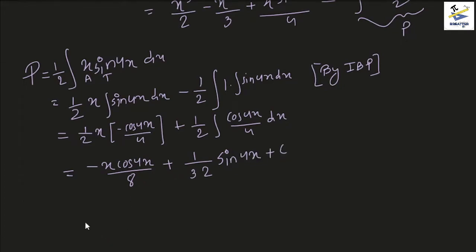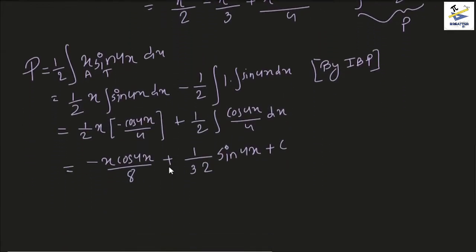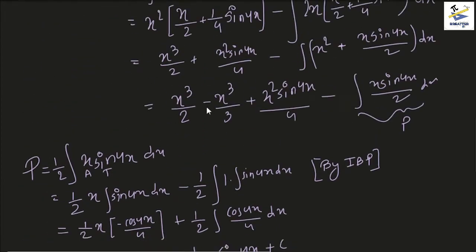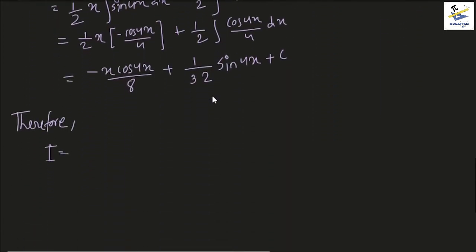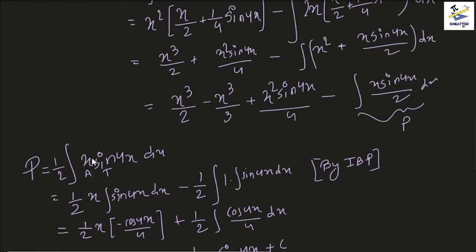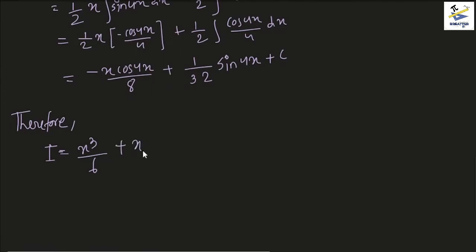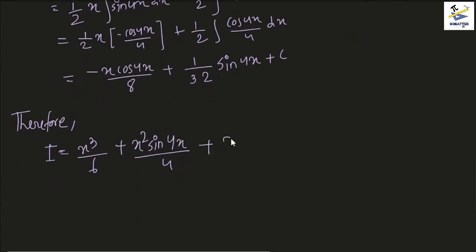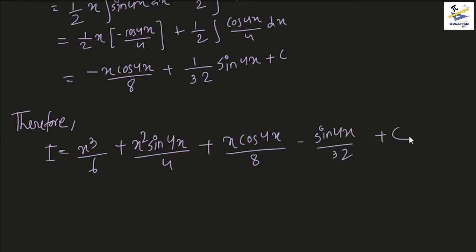So this is the answer to the value of P, and therefore if you put it back, the answer would be: I would be equal to x cubed by 2 minus x cubed by 3, which is just x cubed by 6, plus we have x square sine 4x by 4, and we had a minus P, so rather what we will have is this. Plus C, which is the answer.